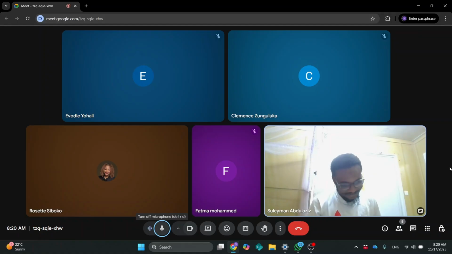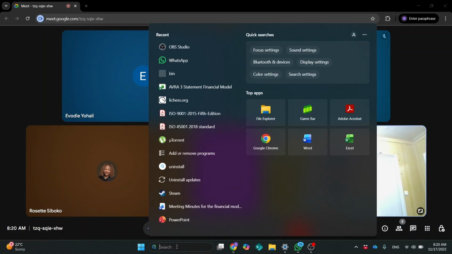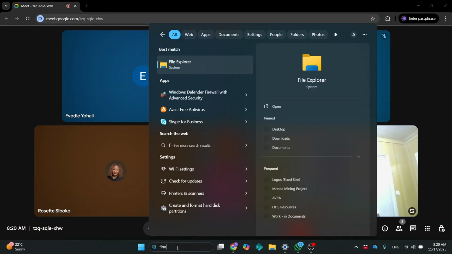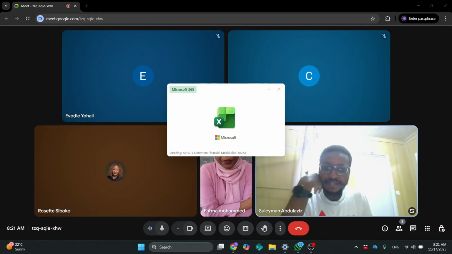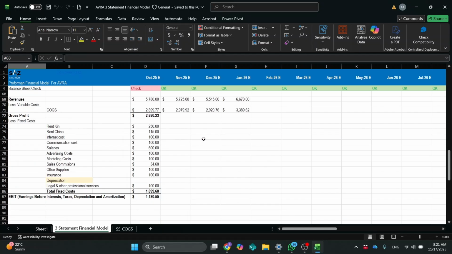So for the financial modeling, Rosette, I need you to help me with three things urgently. The first thing is the manpower budget. Yeah, what I asked in the group regarding your... basically which people are you hiring, because you're doing a 3-year financial model, right? So we want to see.